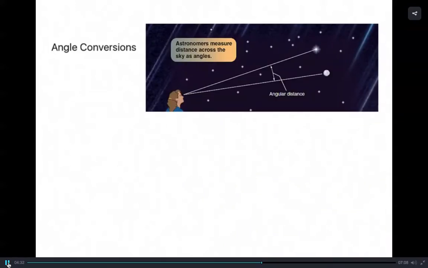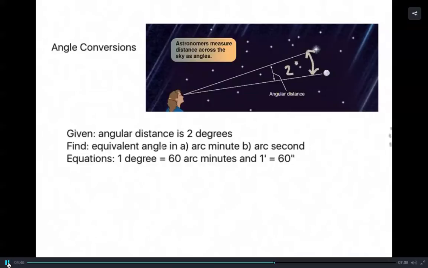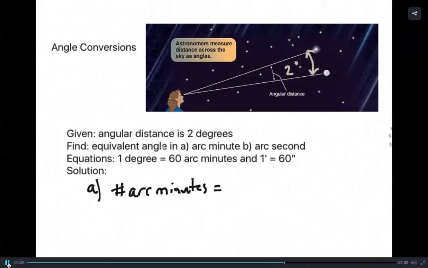Let's say the angular distance in this cartoon from the star to the moon is 2 degrees. Let's say you wanted to find the equivalent angle in arc minutes and in arc seconds. You know the equations that 1 degree is equal to 60 arc minutes, and 1 arc minute is equal to 60 arc seconds. So let's use these equations and solve the problem. We want to find the number of arc minutes, and we're going to start with what we're given. It's 2 degrees. We're going to build our railroad track to convert from degrees into arc minutes. Our conversion is right here. 1 degree is equal to 60 arc minutes.